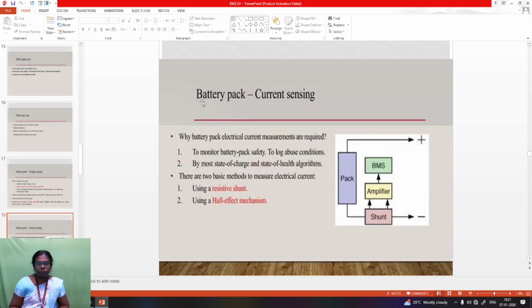Then the battery pack current sensing. How is the current sensed? The same as the voltage, but it is connected in series. It is used to monitor battery pack safety, to log abuse conditions, and by most state of charge and state of health algorithms, using a shunt or a Hall effect mechanism.